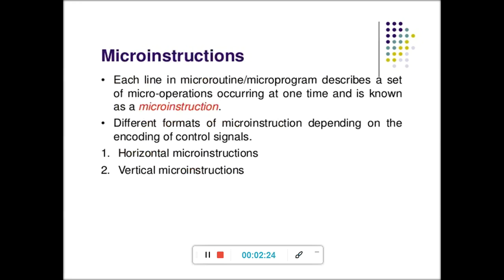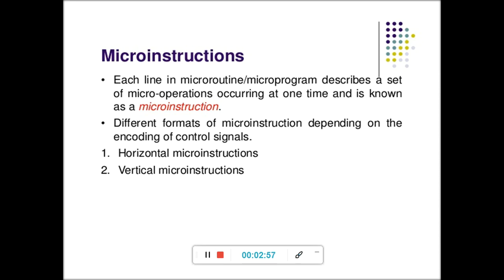Next, what is a microinstruction? Here a microinstruction is the most elementary instruction in the computer, such as moving the contents of a register to the ALU. What is ALU? Arithmetic logic unit. It takes several microinstructions to carry out one CISC instruction. What is CISC? Abbreviated as complex instruction set computer. It is called microinstructions.